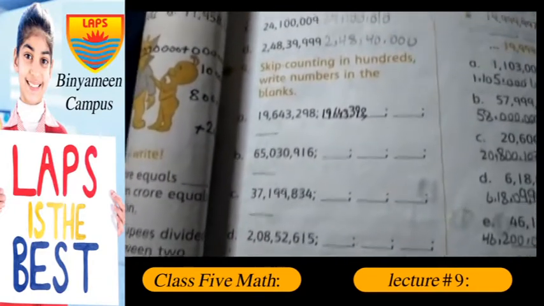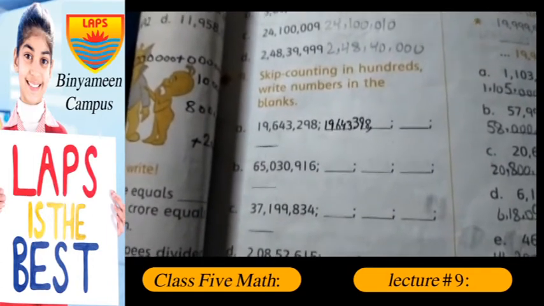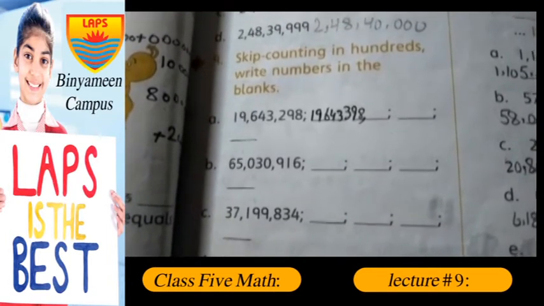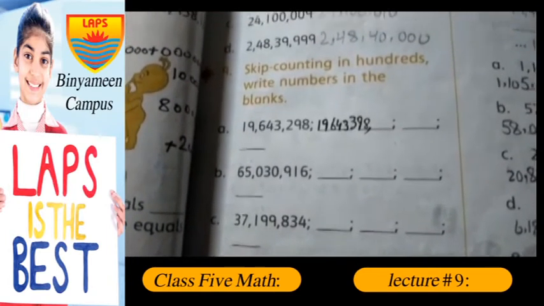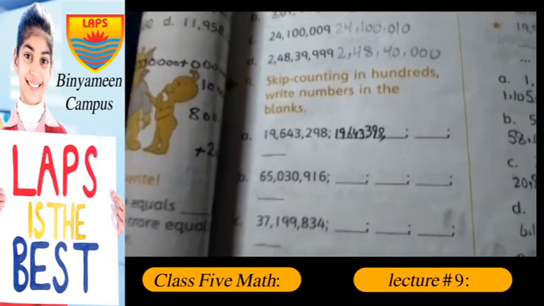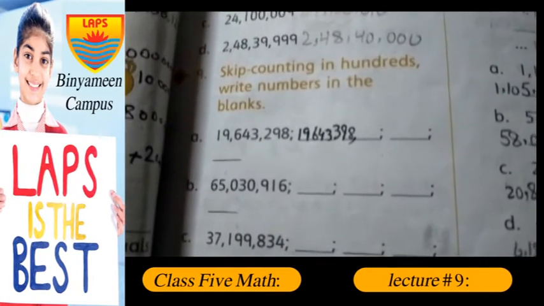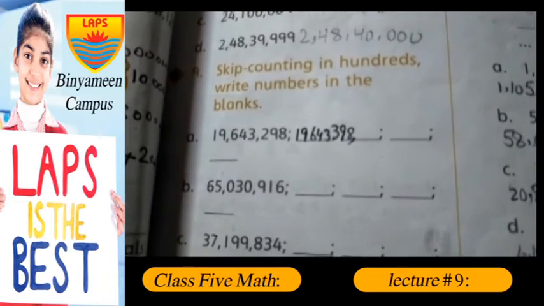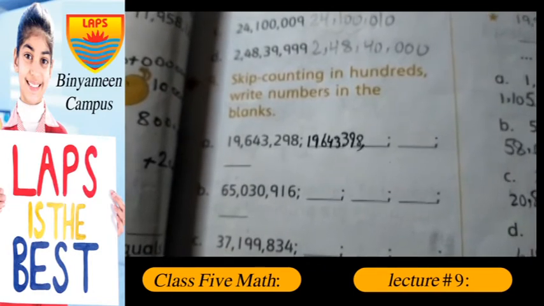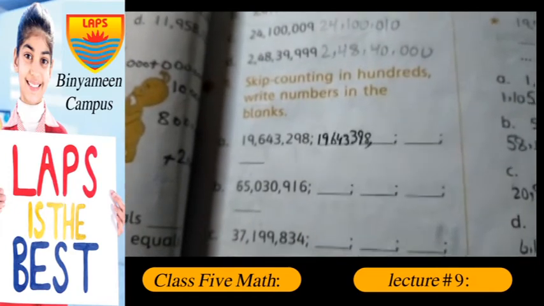Skip counting. Skip counting by 100. Write numbers in the blanks, just like I solved there. Now 19,643,298. Skip 100. If you skip 100, then you add the 100. For example, 19,643,298, then 19,643,398, then add more 100, then add more 100, then more 100.